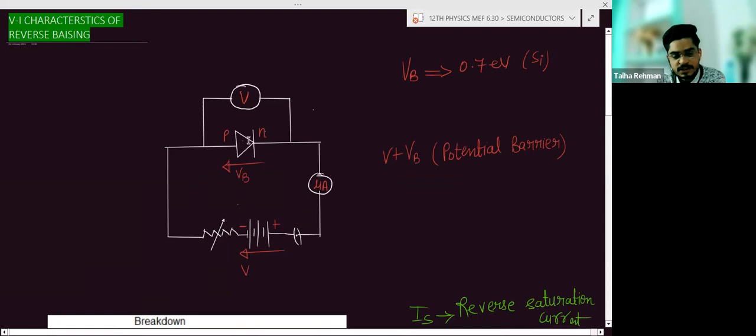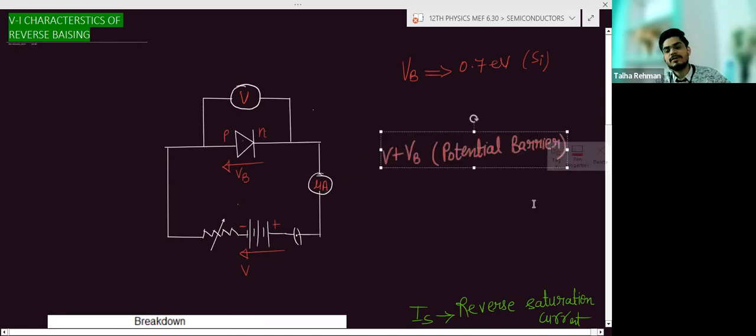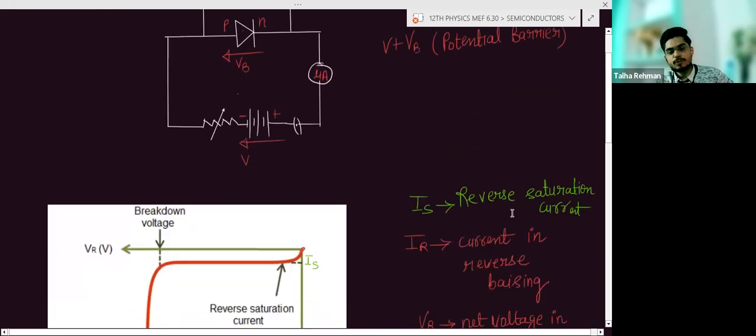This PN junction is reverse biased. The negative end of the battery is connected to the P side and the positive end to the N side. The voltmeter is connected in parallel, and a microammeter is connected in series. Why do we connect a microammeter here? Because in reverse bias the current is very, very small. In this case the potential barrier will increase.